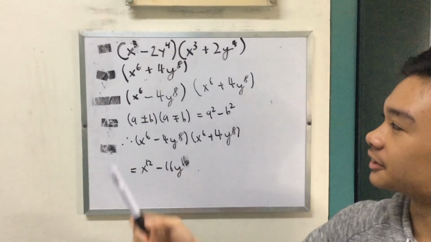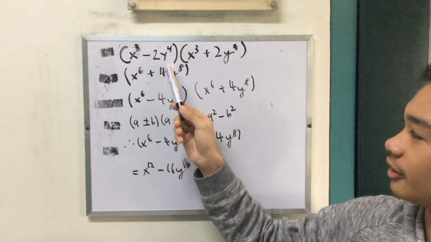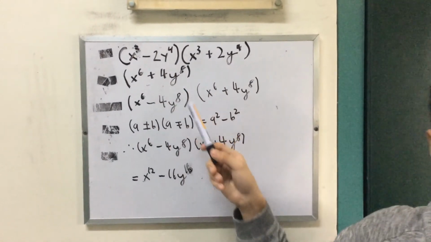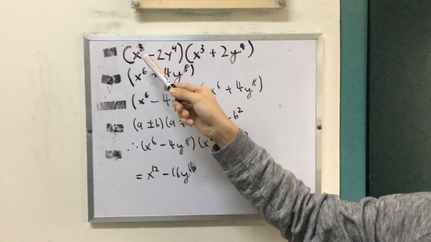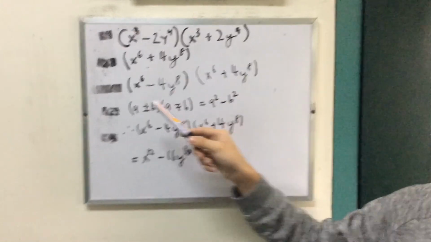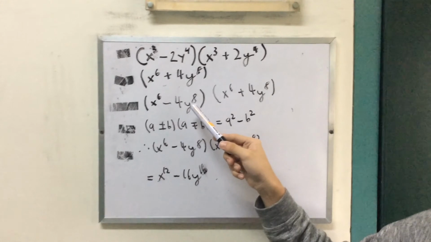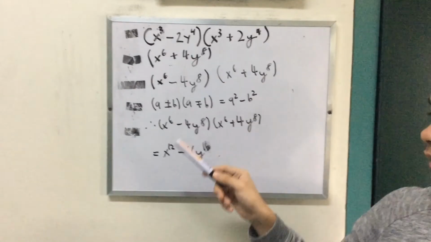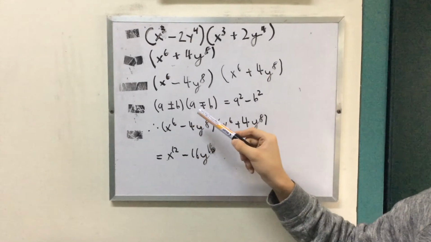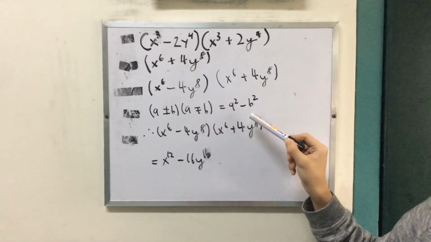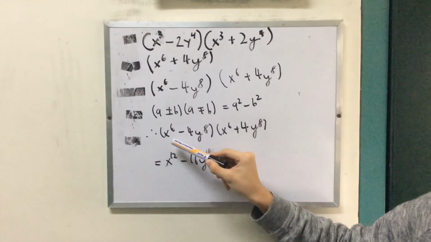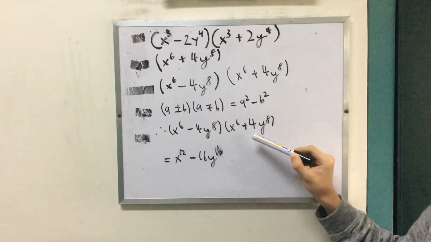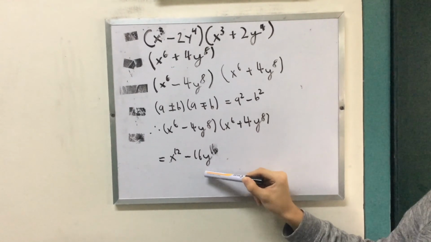Okay, so for the last question, we have (x cubed − 2y to the power of 4) times (x cubed + 2y to the power of 4) times (x to the power of 6 + 4y to the power of 8). So first we multiply the first two, which will give us x to the power of 6 minus 4y to the power of 8. And the last one is x to the power of 6 plus 4y to the power of 8. So using the special product (a + b) times (a − b) is equal to a squared minus b squared, we will get a squared, which is (x to the power of 6) squared, which is x to the power of 12, minus (4y to the power of 8) squared, which is 16y to the power of 16.